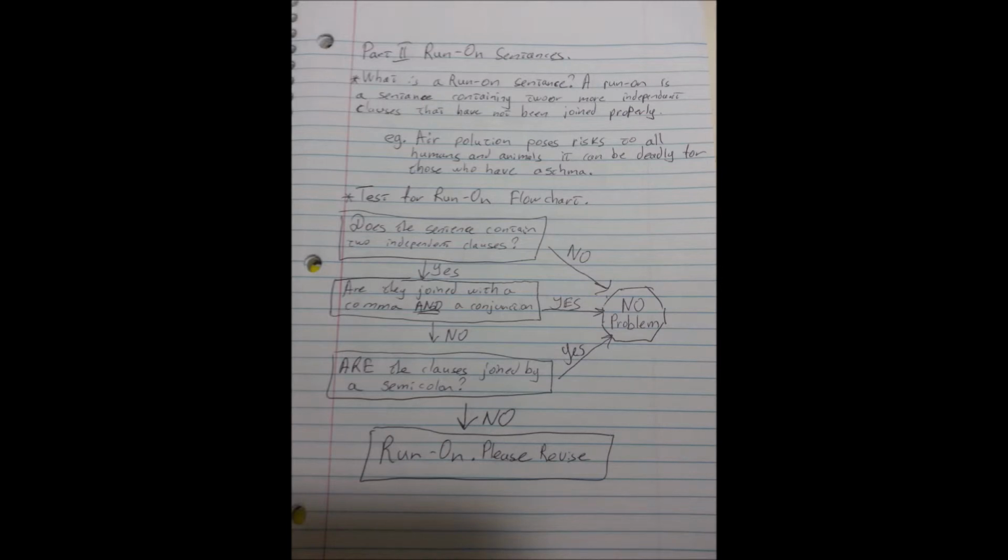As with fragments, there's a nice little flowchart you can follow to tell you if the sentence you're looking at is a run-on or is a regular sentence. Step 1: does the sentence contain two or more independent clauses? If no, there should not be a problem with that sentence. If yes, are those clauses joined with a comma and a conjunction? If yes, that means the clauses have been joined together properly and it is a correct grammatical sentence. If no, are those clauses joined by a semicolon? If there is no semicolon, that means it's definitely a run-on sentence and you should consider revising that sentence.